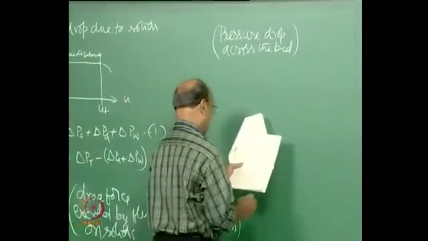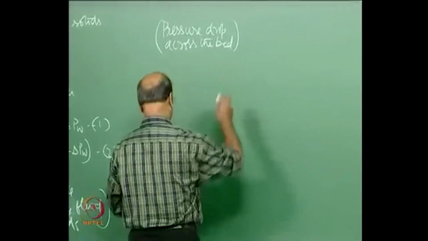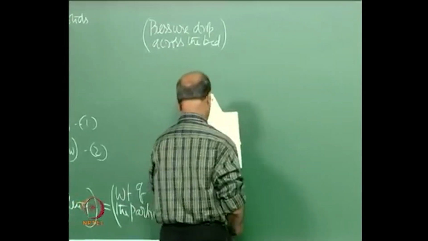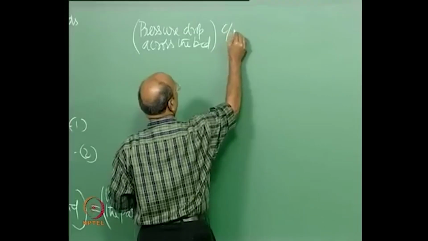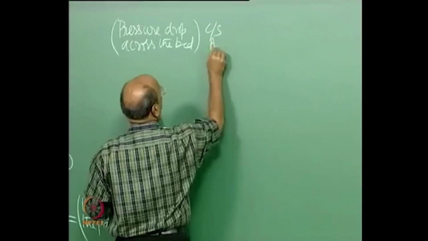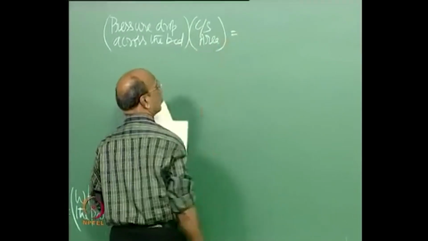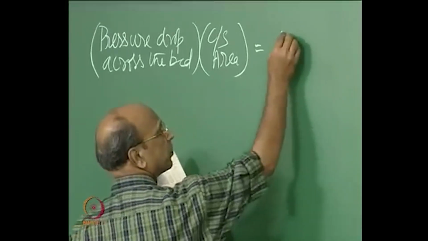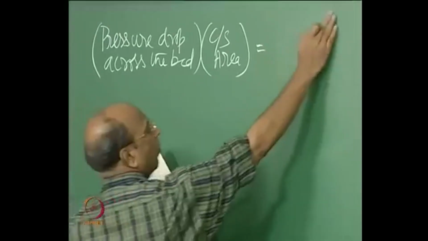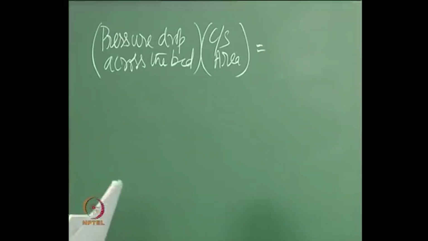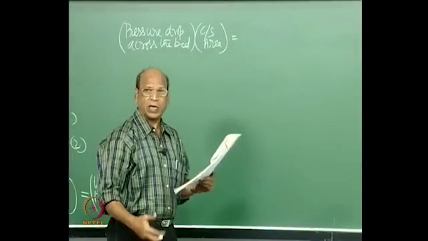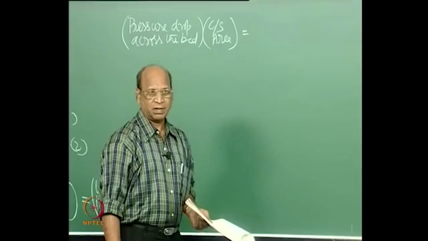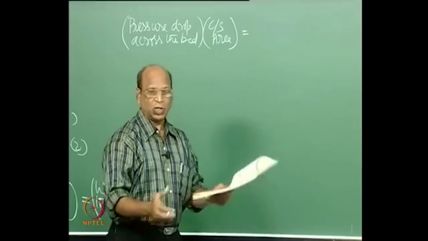So, pressure drop across the bed, and of course the cross sectional area, equal to the drag force, which is the weight of the bed. It is nothing but weight of the bed, mass into gravity. How do you calculate the mass of the bed? Bulk density into volume. Volume of the bed, I know.